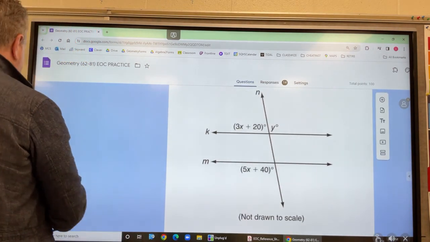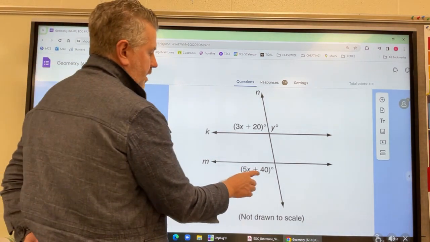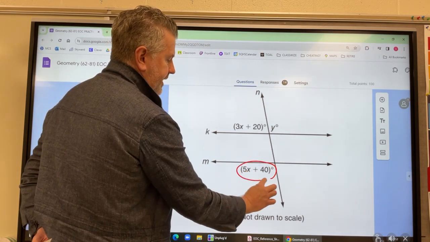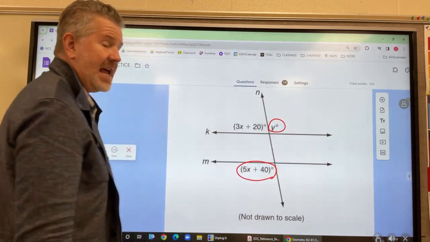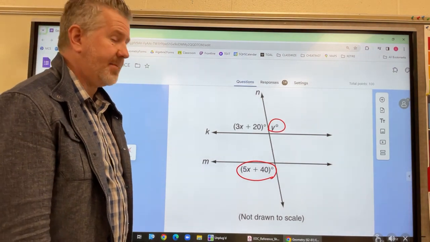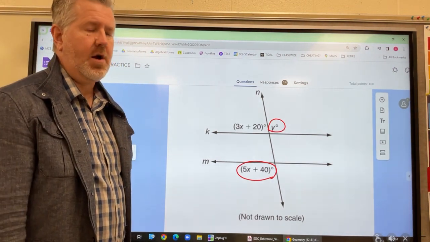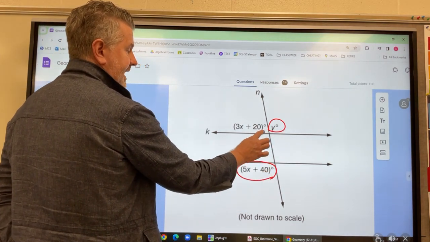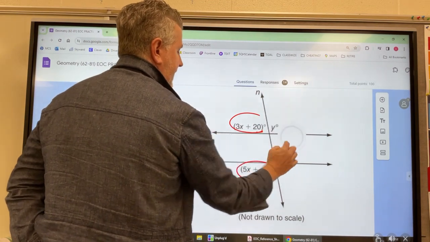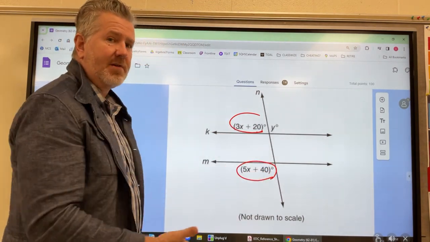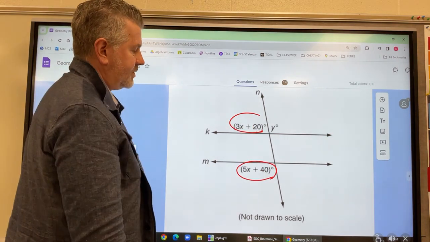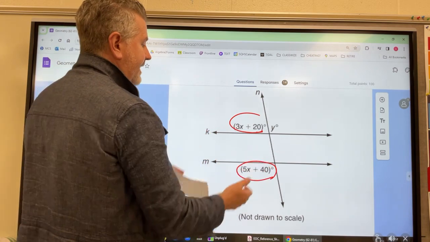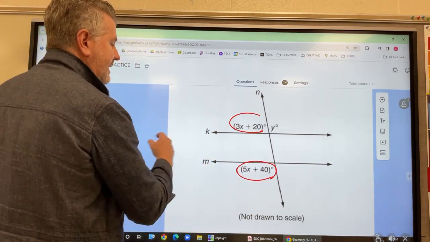So we're solving for y. Now, alternate exteriors are congruent. So that and that are equal. Unfortunately, we can't solve for that because we have 2 variables. If there's x and y in there, we've got to have something for the variable. So we need to figure out the relationship between this and this. Consecutive means the same side of the transversal, exterior means outside of the parallels. Consecutive exteriors are supplementary, which means they add up to 180.